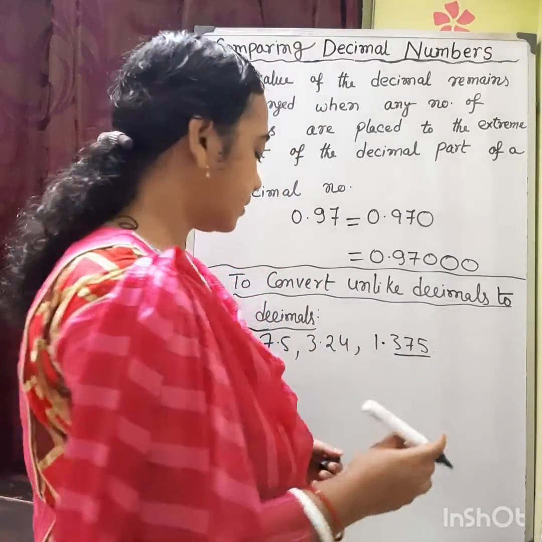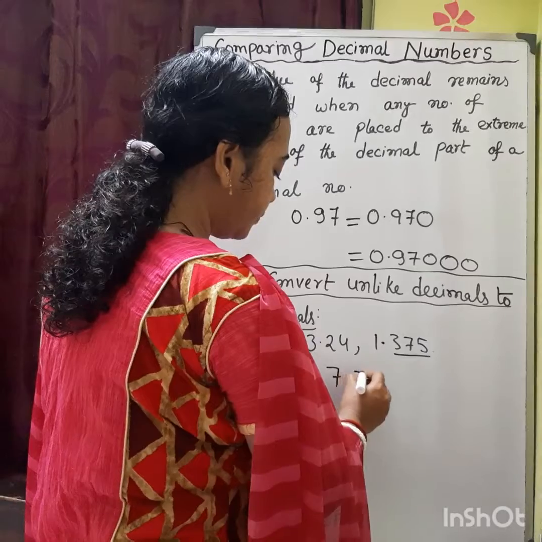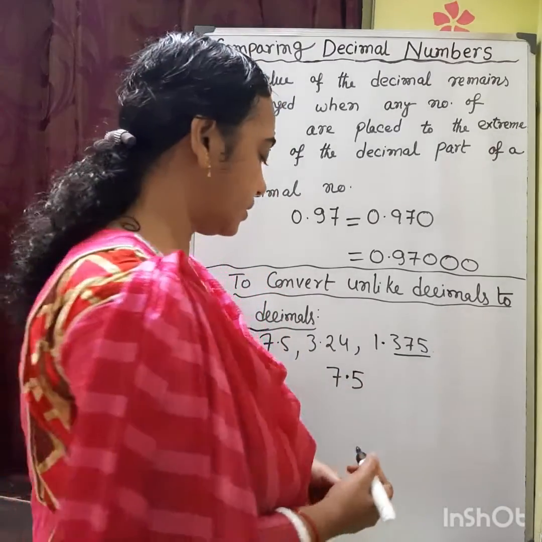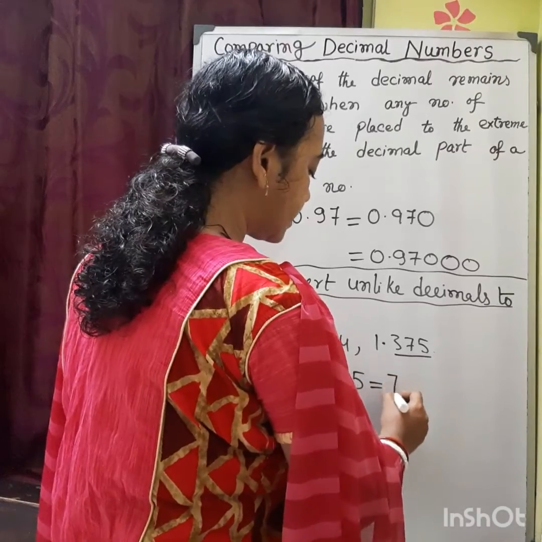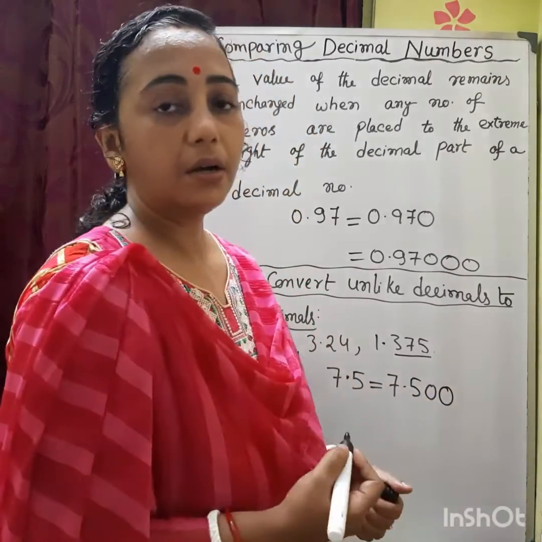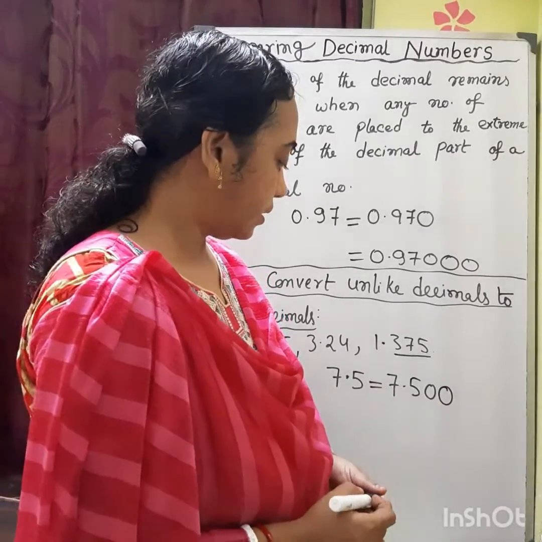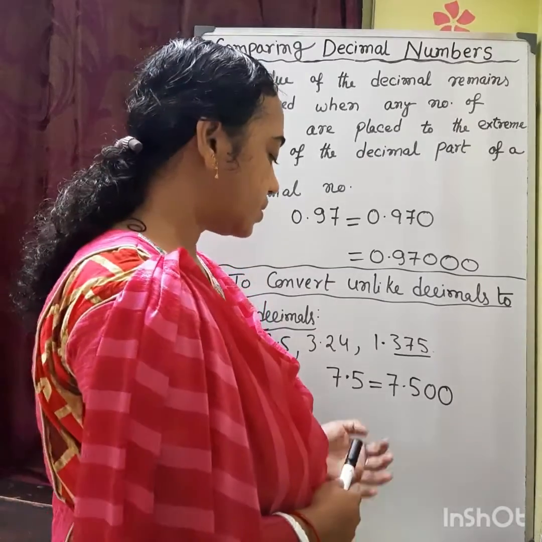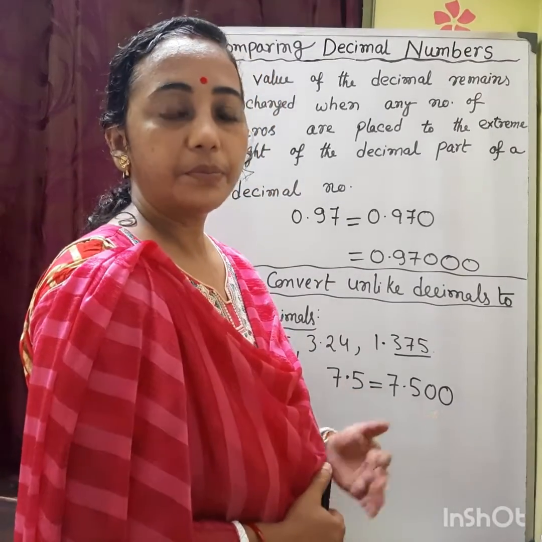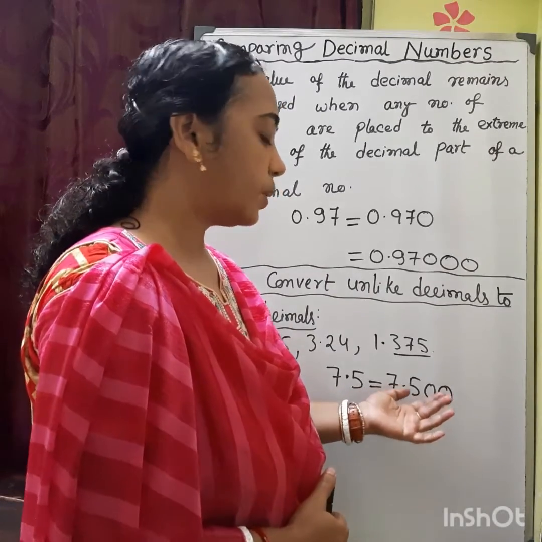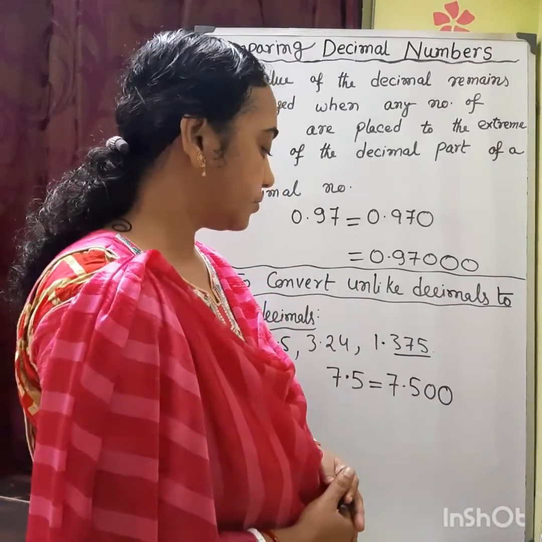Now let us consider the first decimal number here, 7.5. Here after the decimal point only 1 digit is there. So we can write it as 7.500. If we place 2 zeros to the right of the decimal part of this decimal number, then this value remains same. The value of the decimal number will remain same, but the number of decimal places is here 3.